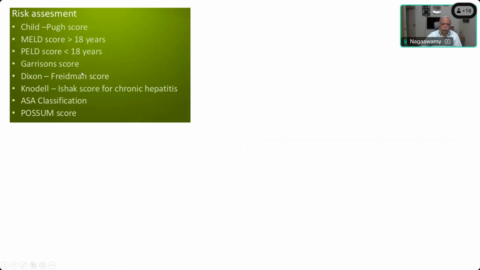Immediately after that, you can talk about the risk assessment. So before you talk about the other systems, the first and foremost thing to take care of before you anesthetize a patient with liver failure is to assess the risk involved in the patient based on the Child-Pugh score. Of course, MELD and other things are mainly for the other systems. So you can just make a casual mention of these names, but describe in detail the CTP scoring.